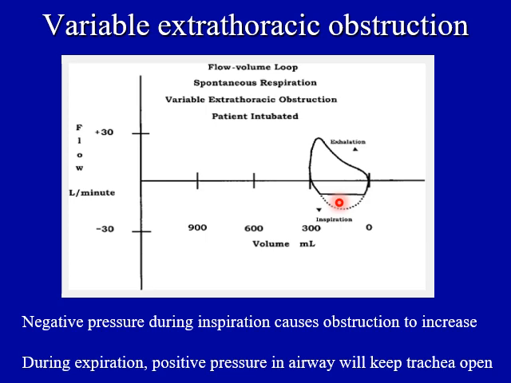Whenever the obstruction is caused by an extrathoracic mass, such as a thyroid mass, the airway pressure is negative during inspiration. So the thyroid compresses the trachea, and because of the negative pressure, collapse also occurs. This results in a flattening of the inspiratory part of the loop, followed by exhalation. This is what we can see in case of variable extrathoracic obstruction.